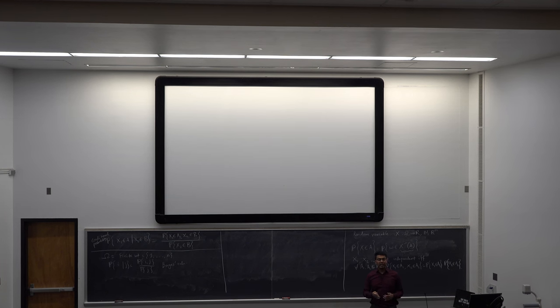There is another class of policies that you can define. So mu that maps HT to a probability distribution over U. So let me denote it by delta U. So this is the probability distribution over U, and this is known as history-dependent randomized policy.